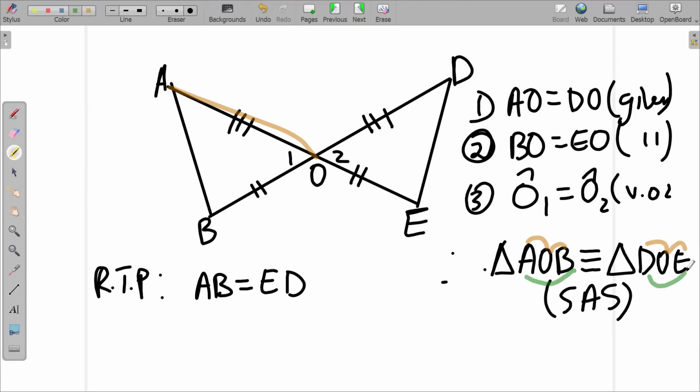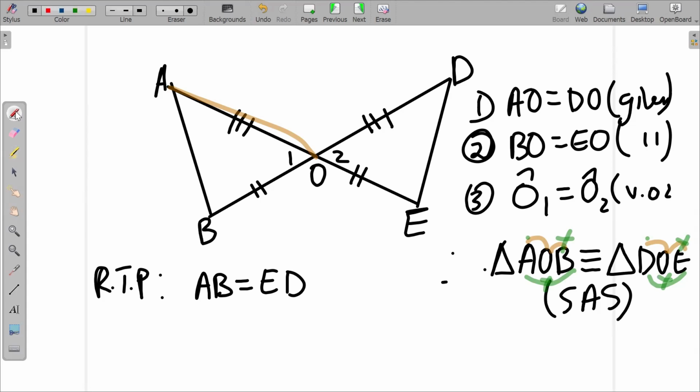And guess what? It does not end there. You can do the same thing with the angles. I can conclude that angle A is equal to angle D in that triangle. We already know about O1 being equal to O2. We can also conclude that angle B must be the same as angle E. That is the power of congruency. So just like that, we are done.